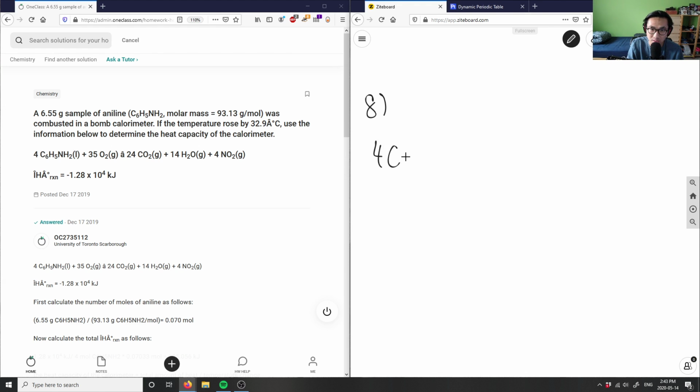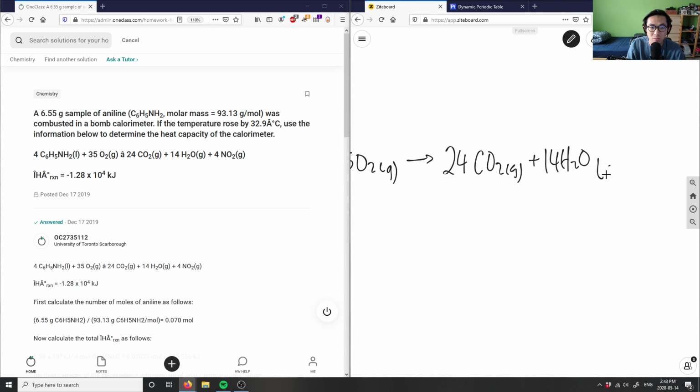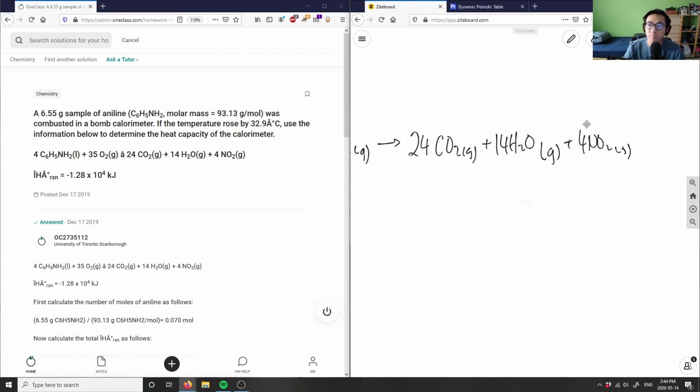So I have 4 C6H5NH2 plus 35 O2. I guess I'll put the states as well. This is liquid here. This is a combustion reaction, giving me 24 CO2 in gas plus 14 H2O in gas plus 4 NO2 in gas as well. Okay, so let me zoom out.